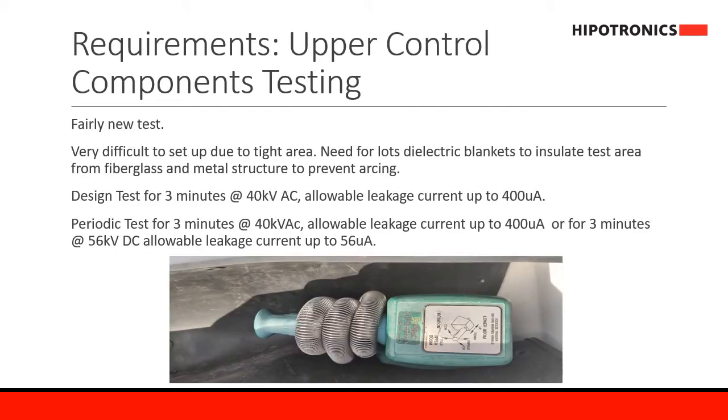Another component that needs testing is the upper control components, the insulated pieces surrounding the controls. This is a more difficult test to set up since additional materials such as an insulated blanket may be needed to prevent arcing to materials that are not under test. Watch for surface tracking along nearby fiberglass and other nearby surfaces.